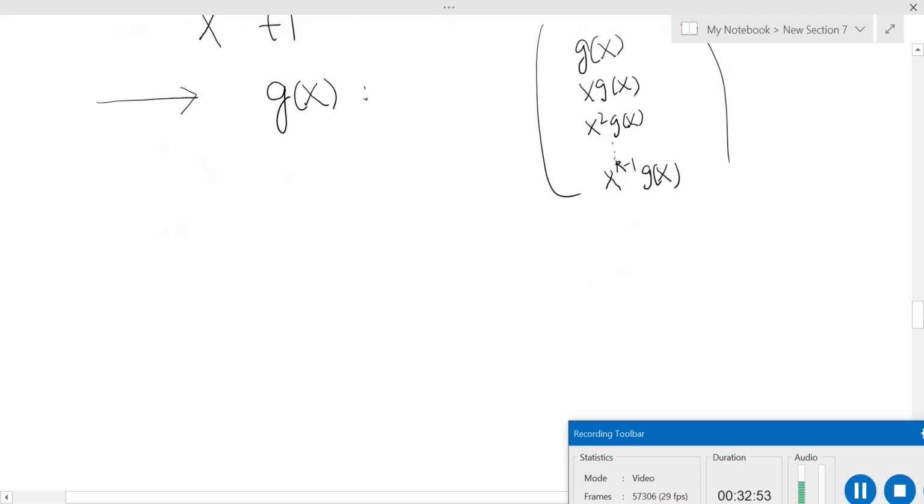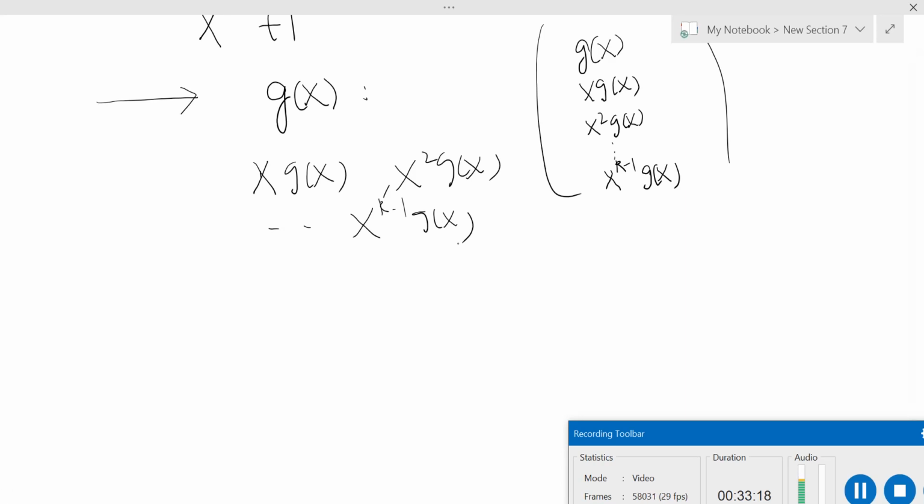Right now you just remember this fact, and later on when we do one example, it will become very clear. So given g of x, you have to multiply x with g of x, then multiply x square with g of x, and then multiply x to the power k minus 1 with g of x, and then take the coefficients of all of these polynomials and form a matrix of them, and you will get this generator matrix.